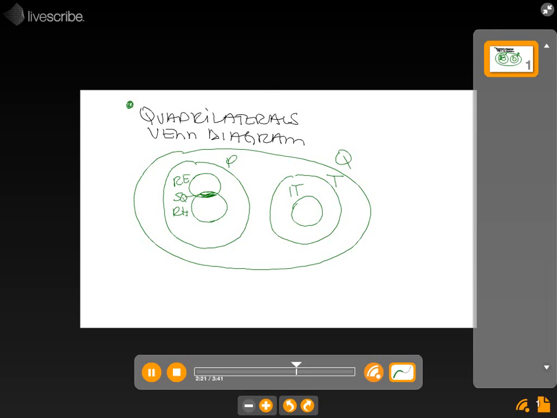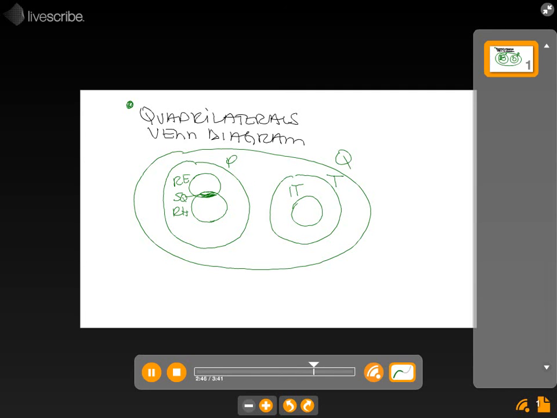Okay, so let's run through this again. Quadrilaterals, biggest group, just means four-sided figures. Four-sided figures can be split into two groups, parallelograms and trapezoids. You can also have figures that are just four-sided figures that don't fit into either of these groups, and that's all this extra space around those two bubbles. But the two main groups that get split down even more, parallelograms and trapezoids.